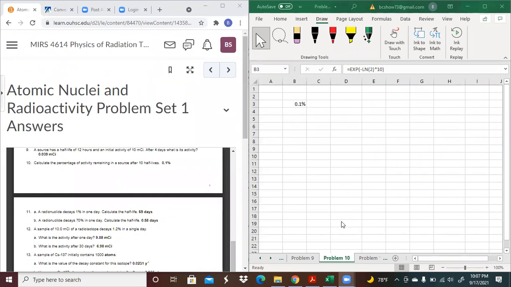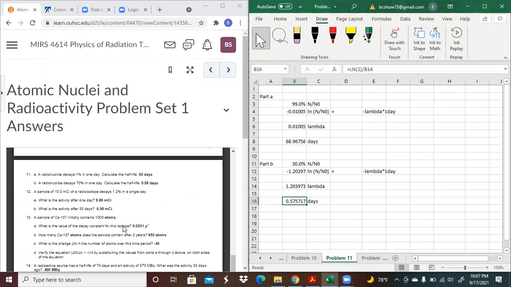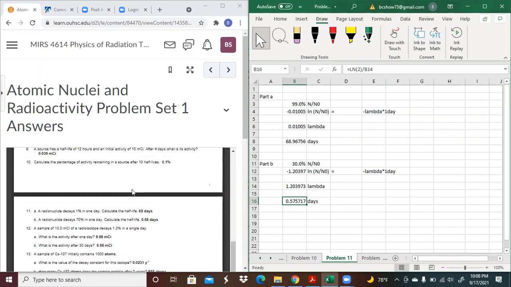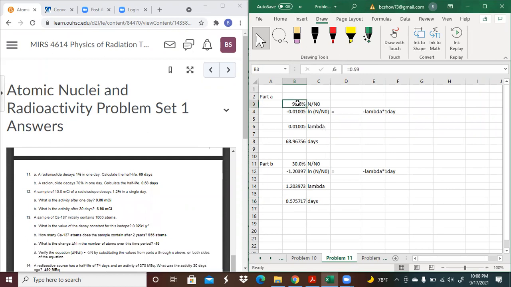So now let's move on to number 11. We've got a radionuclide that decays 1% in 1 day, and we calculate the half-life. And then we've got another radionuclide that decays 70% in 1 day, and we calculate the half-life. Okay. So on part A of 11 here, how are we working this? Well, let me work out some of the math here so you can see what's going on. I know how much the radionuclide is decaying, so the question becomes, how do we work the problem?